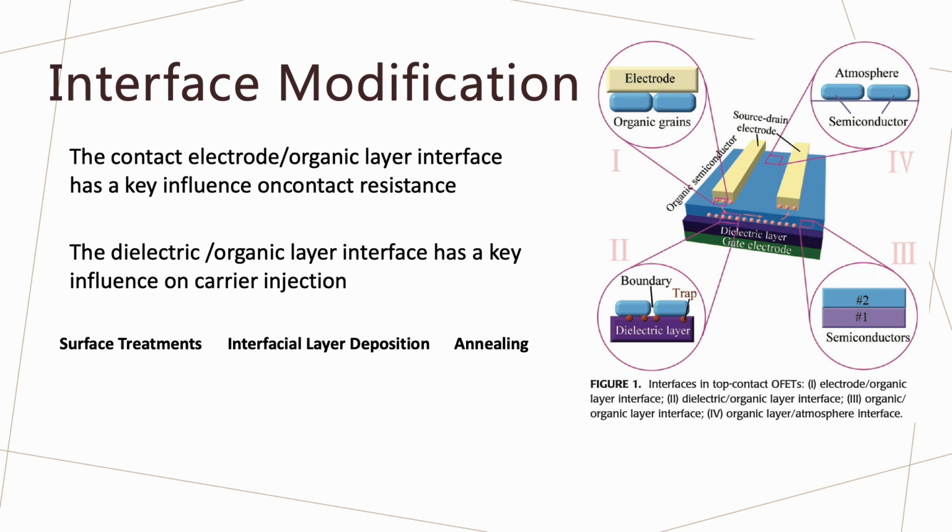Finally, I wanted to talk about the interface modification. The contact electrode and organic layer interface has a key influence on the contact resistance, while the dielectric organic layer interface has a key influence on carrier injection. So the interface modification is a very important process for OFET fabrication. Generally, there are three methods for interface modification. First is the surface treatment, then interfacial layer deposition, and the last is the annealing, just as mentioned above.